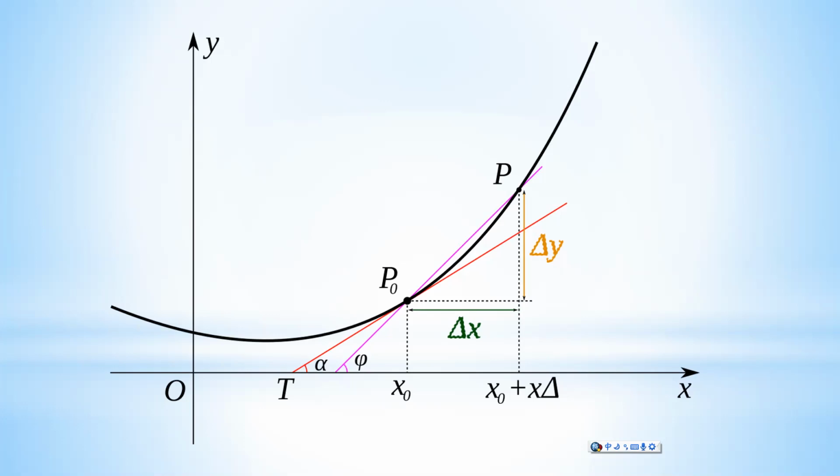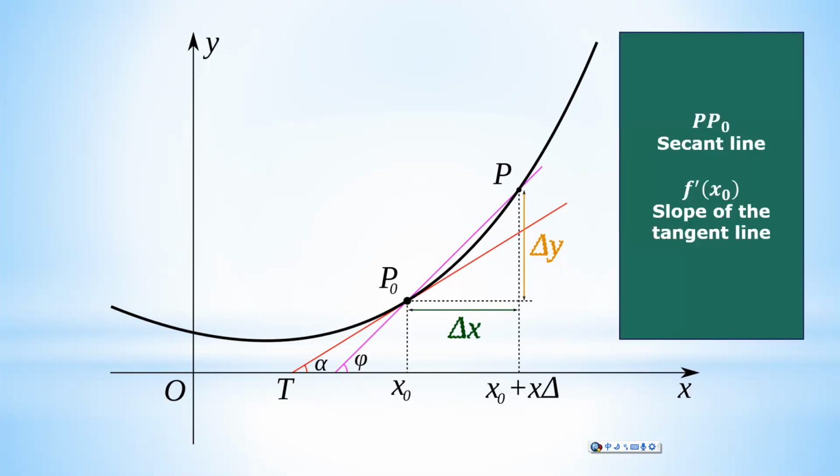Now the derivative is related to this tangent line. Here I'm drawing a second point, P, away from x naught. If you connect P naught and P, you get what we call the secant line. As P approaches P naught, or x naught plus delta goes to x naught, so that these two points are very close to each other, then the secant line will gradually become the tangent line. So the derivative corresponds to the slope of the tangent line.